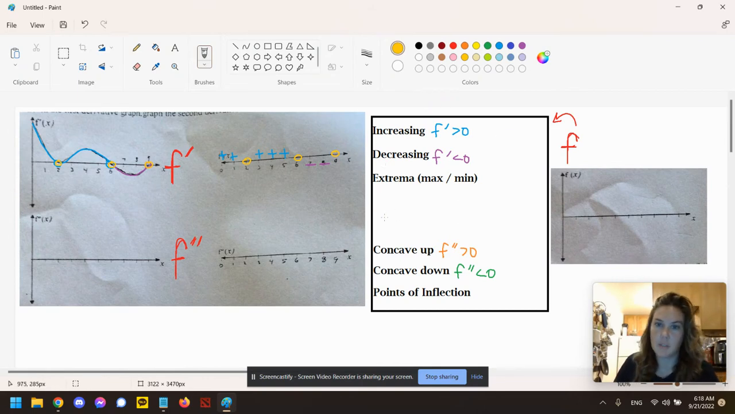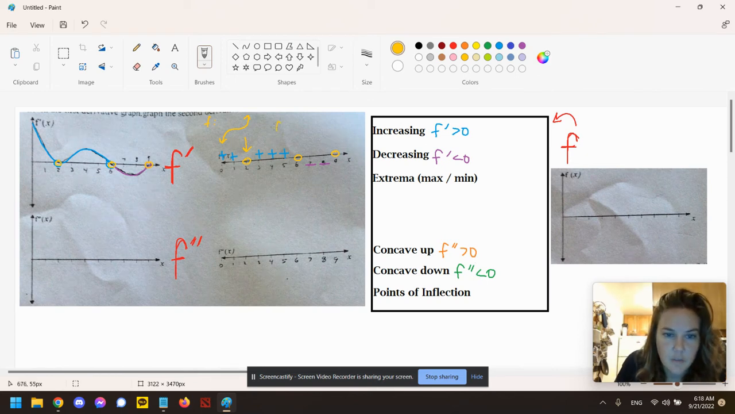Extrema are the maxes and mins. This extremum is neither. f prime, from the left to the right of x equals 2, is positive and then positive again. So on the function it will look like this. It's increasing, it flattens out, and then it increases again afterwards. So this is neither a max nor a min.